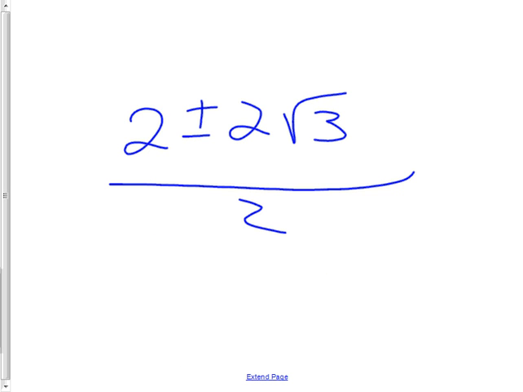Let me ask you this. What if it came out like this? Could you simplify that? Yes or no? Yes. If there's one in each part, you can simplify it.